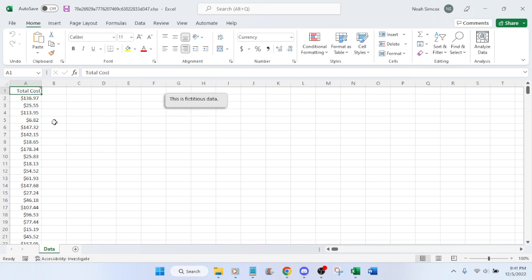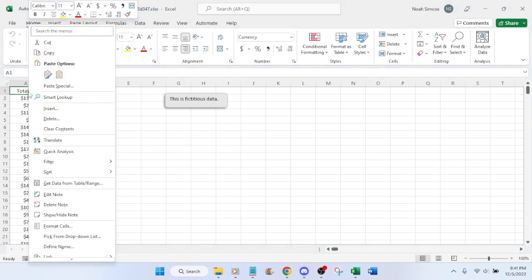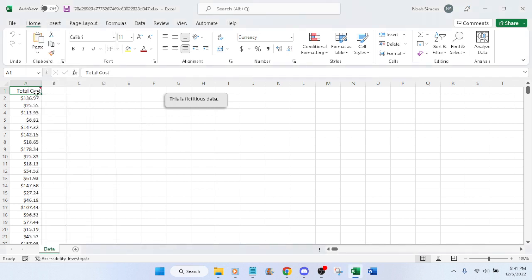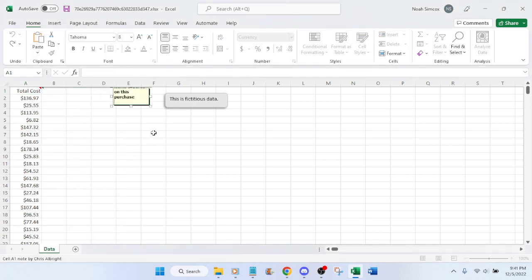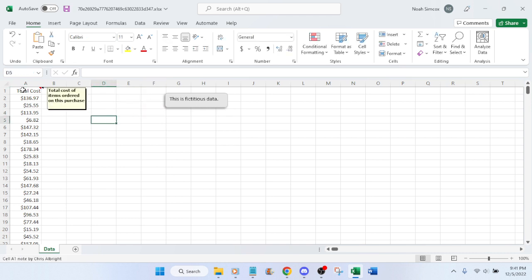Total cost of items ordered. What? How do I look at the note in full? Because it doesn't really show the whole thing. Oh, just make it bigger. There we go. So, total cost of items ordered on this purchase.